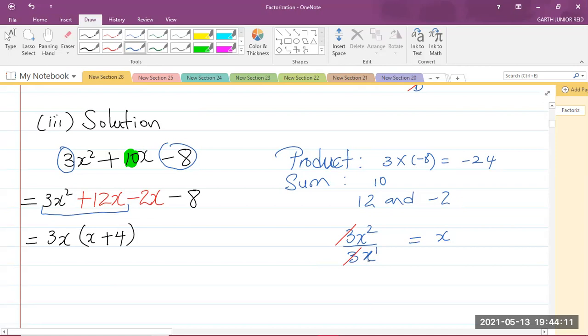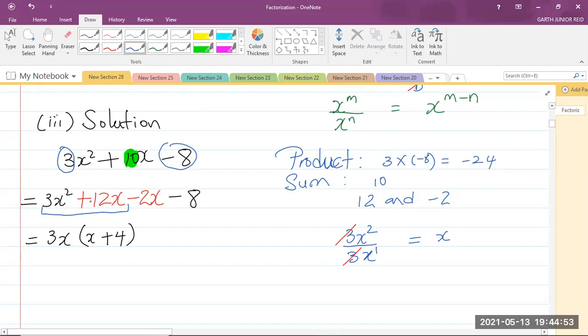Now remember, when you're doing indices, there's a rule which says that if you're dividing, then we subtract the powers. Let me just write it here in case you don't remember. If we have, let's say, x to the power of m divided by x to the power of n, then that is equal to x to the power of m minus n. So we are subtracting the indices once we have the same base in the numerator and denominator. And the base here is x. I hope that is clear for you.